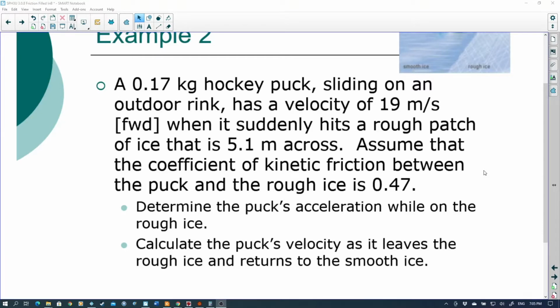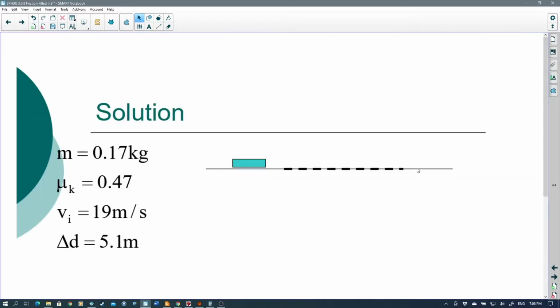So one of the things that's always good to do is to write out the information that we're given so that we have it accessible and we can choose what formulas we should be using to solve the question. So the first part of the question is asking us to calculate the puck's acceleration. So what is given to us to be able to do that? If we take a look at the information here, we're given the mass of the puck, we're given the coefficient of kinetic friction, we're given the initial velocity, and we're given the displacement of the puck over the rough patch of ice, which is denoted by these dots here on the line.